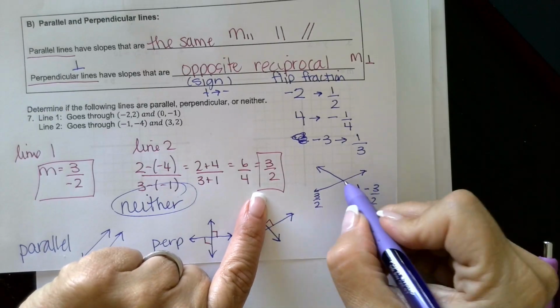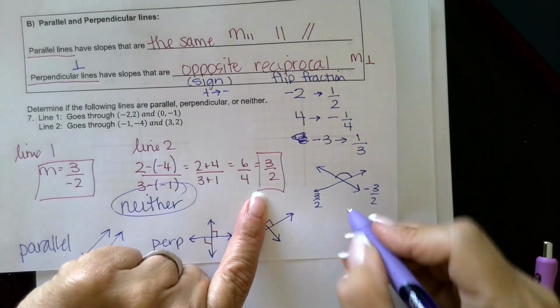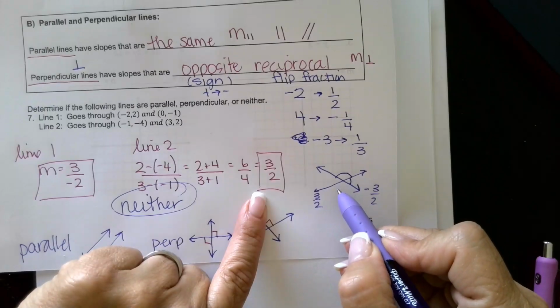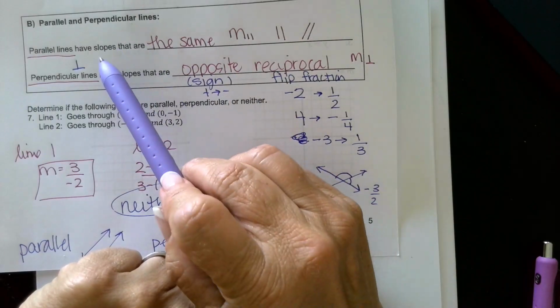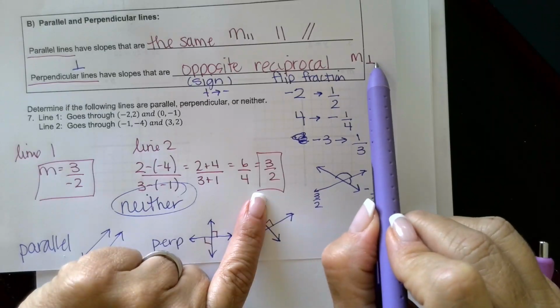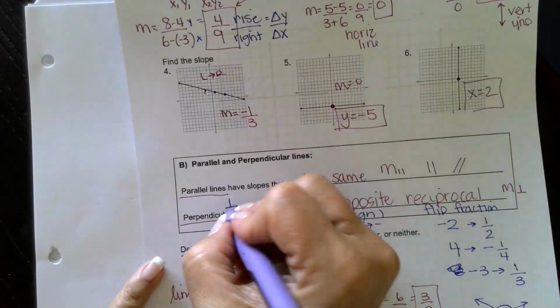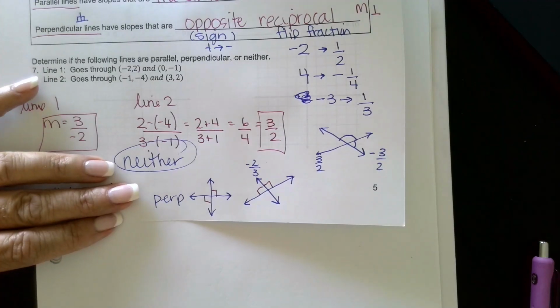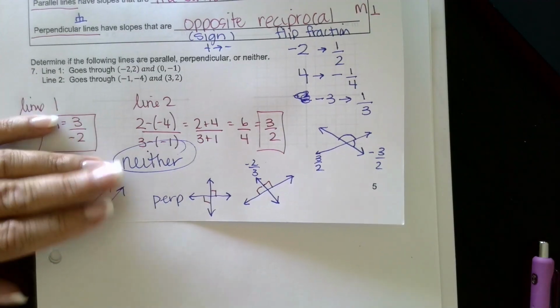And so what you see is that this is a big obtuse angle, and this is a little acute angle, and they are not 90-degree angles. So for us to have perpendicular lines, that's why we have this, which forms up here 2 right angles. And since I don't have 2 right angles, then they're neither parallel nor perpendicular. Okay? All right, let's keep going.